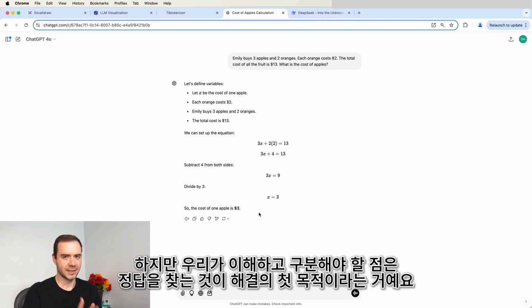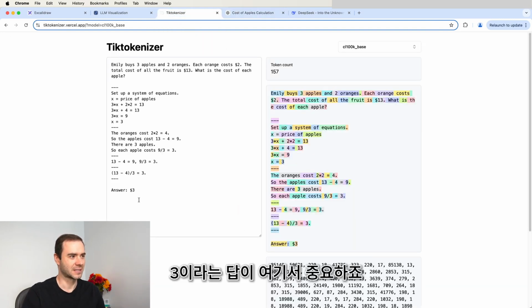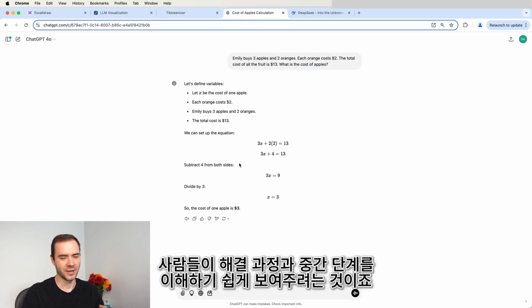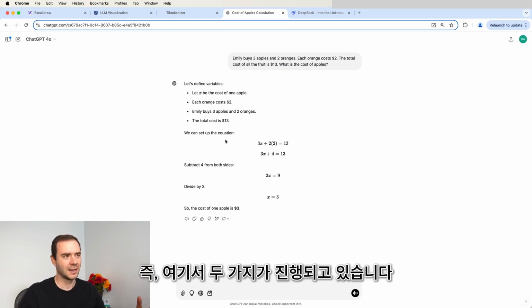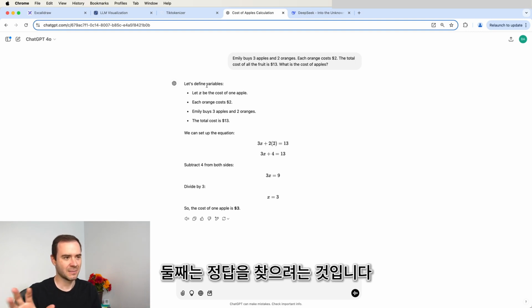What we have to appreciate and differentiate between, though, is the first purpose of a solution: to reach the right answer. Of course, we want to get the final answer, 3. That is the important purpose here. But there's a kind of secondary purpose as well, where we are also just trying to make it nice for the human, because we're assuming that the person wants to see the solution, they want to see the intermediate steps, we want to present it nicely, etc. So there are 2 separate things going on here. Number 1 is the presentation for the human, but number 2, we're trying to actually get the right answer.